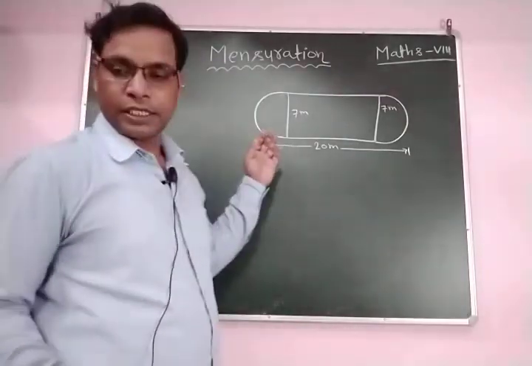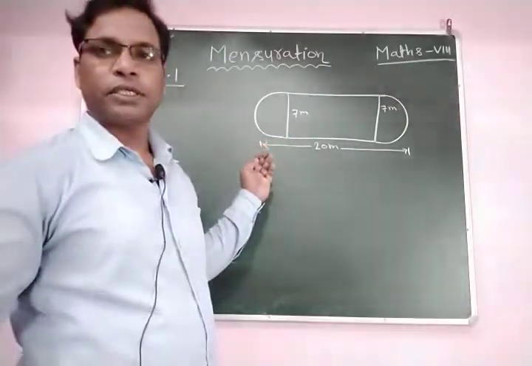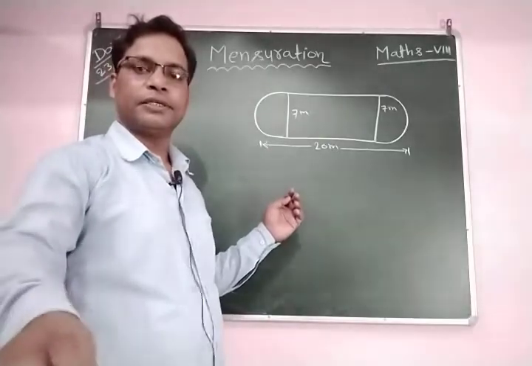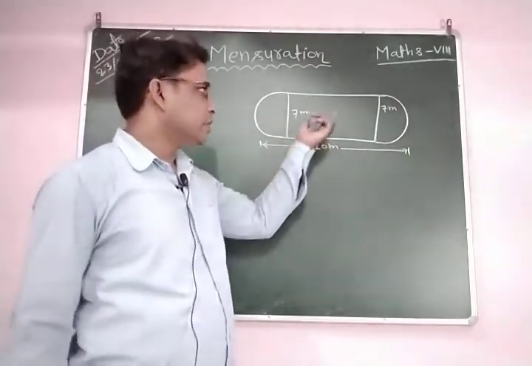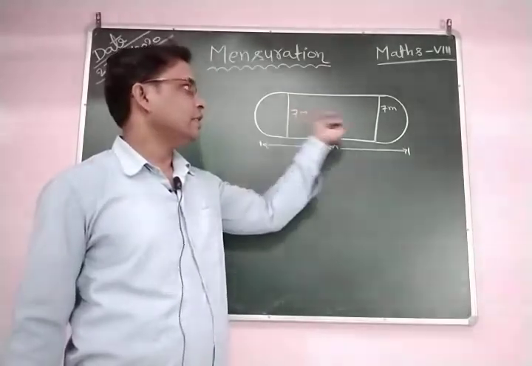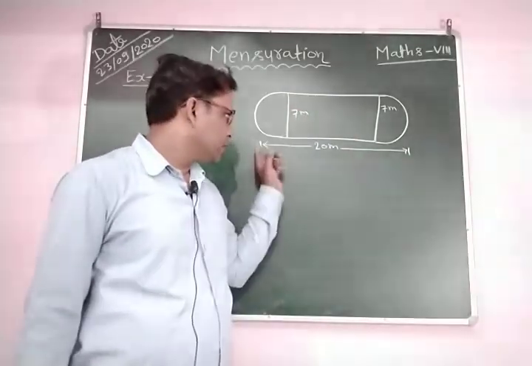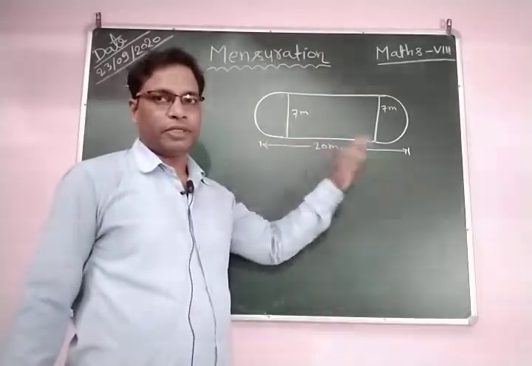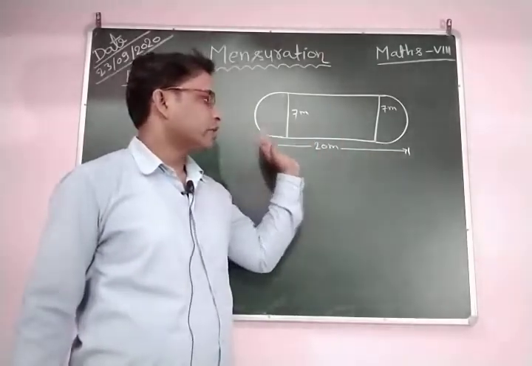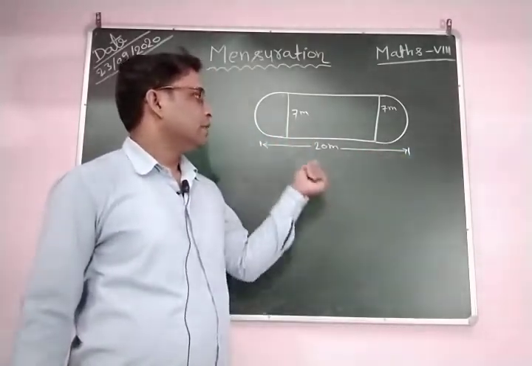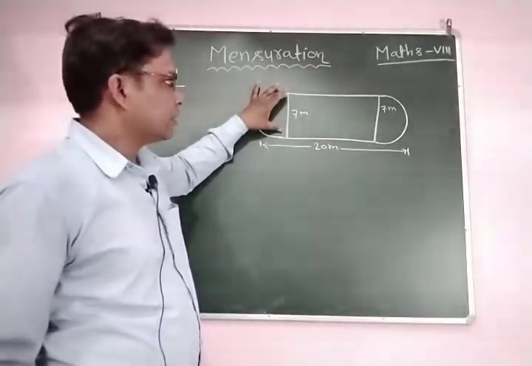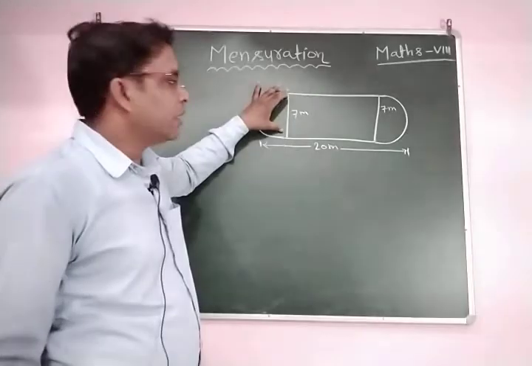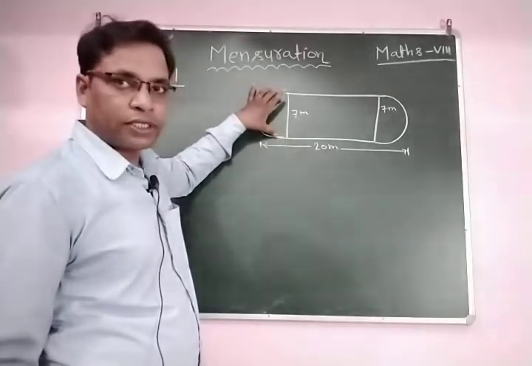So you can see this is a figure given in your question, and this is a garden. In the middle, this is a rectangular shape, and at the end point this is a circular shape. The length of the total garden is given as 20 meters, but here you can see the breadth of this garden is 7 meters, and this is also the diameter of the circular shape garden.